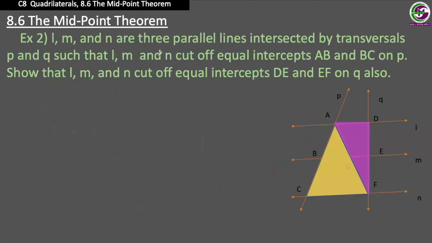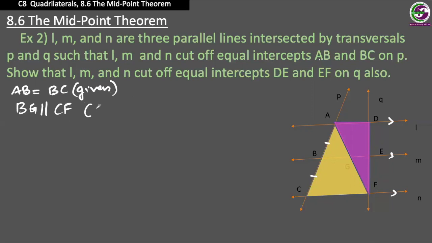L, M, and N are 3 parallel lines intersected by transversals. So these 3 lines are parallel, and P and Q are transversals, such that they are equally cut off by the intercepts AB and BC. Equally cut off means AB is equal to BC. It's given to us. And we also know that BG is parallel to CF, because lines M and N are parallel.